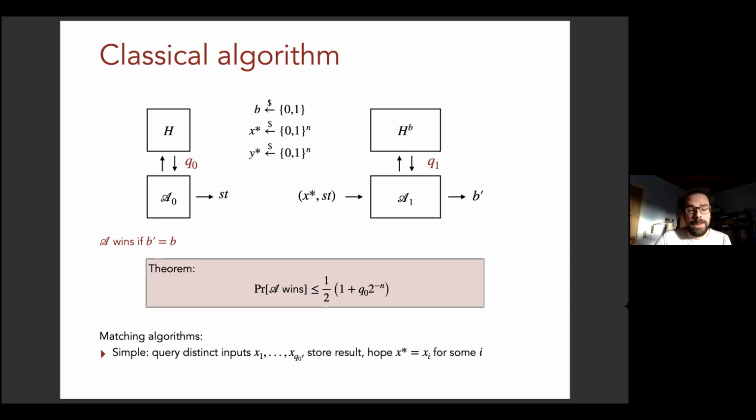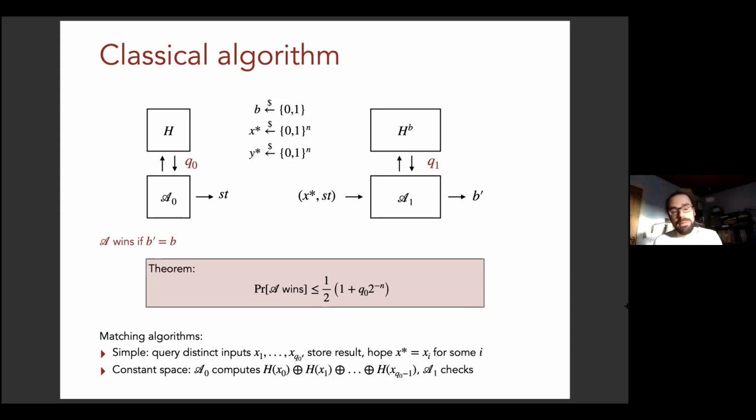Now, there is a bit of an improvement of this algorithm in terms of space usage, right? If you look at the first algorithm, then it really needs a lot of space, right? A0 needs to pass on Q0 inputs and Q0 outputs to A1. Now, an alternative is that A0 generates the inputs in some deterministic way that's known to A1 and XORs all the outputs and passes them on to A1. Now, A1 can just do the same computation and compare these two checksums, right? And if they're the same, then probably the oracle has not been reprogrammed. And if they are different, then it has been reprogrammed.